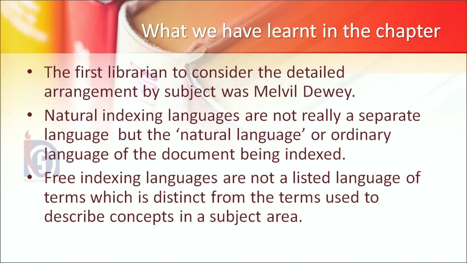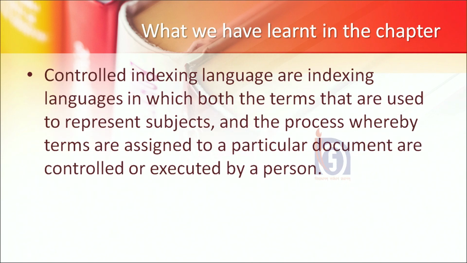We have also learned in this chapter that the first librarian to consider the details arranged by subject was Melvil Dewey. Natural indexing languages are not really a separate language but the natural or ordinary language of the document being indexed. Free indexing languages are not a listed language of terms distinct from the terms used to describe concepts in a subject area. And finally, controlled indexing languages are indexing languages in which both the terms that are used to represent subjects and the process whereby terms are assigned to particular documents are controlled or executed by a person.